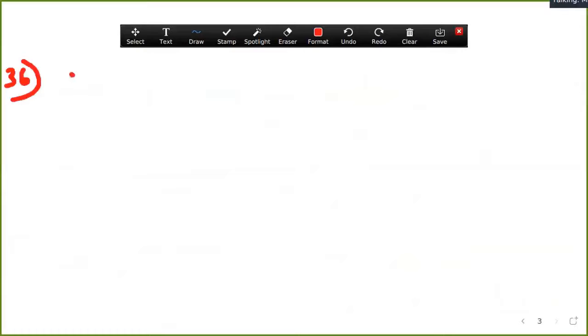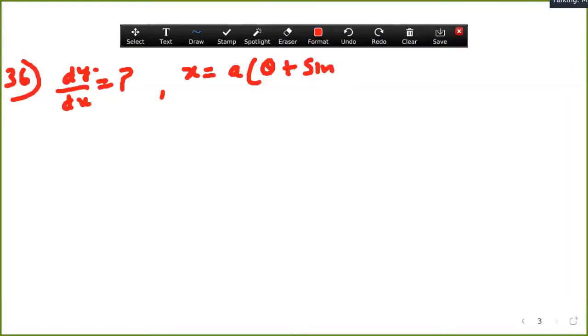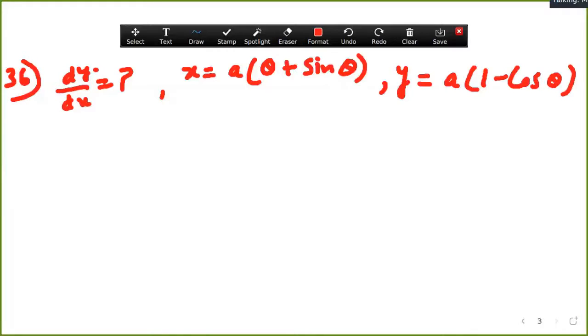Now you have to find out again dy upon dx. What is given? X is equal to, in the parametric form, x is a into theta plus sine theta. The parameter is here theta. And what is y? Y is equal to a into 1 minus cos theta. Now you have to find out dy upon dx.